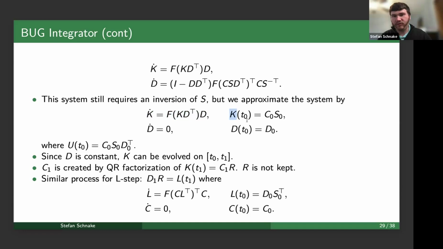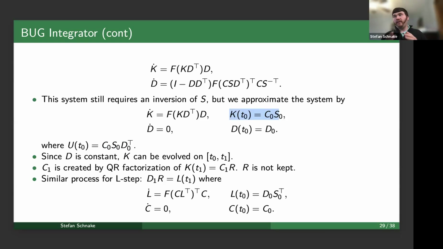And I can use the same initial conditions as I did in the K step of the projector splitting. That is, if you have an initial condition C0, S0, D0, I let D equal D0 and K at D0 be C0, S0. And I can do the exact same thing as the K step and evolve it forward in time.